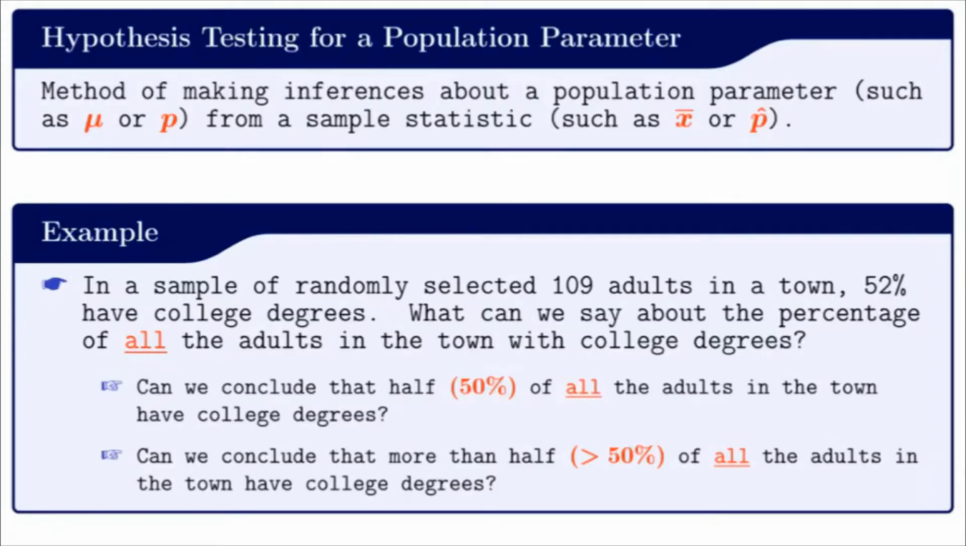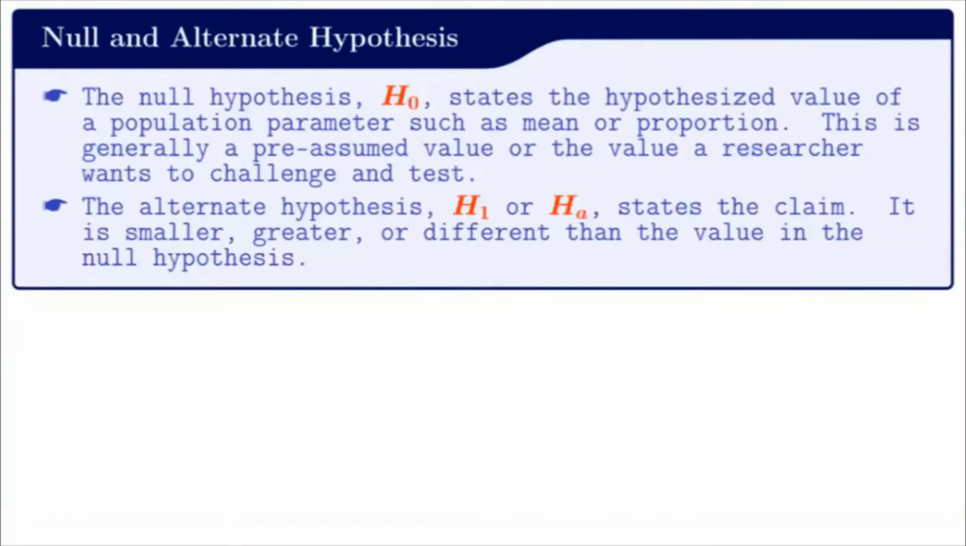If we look at the sample, 52% in sample have college degree, so it can be very tempting to say that more than 50% have college degree. But to generalize a sample proportion to population proportion involves rigorous statistical method which we call hypothesis testing. Next, we will define null and alternate hypothesis.